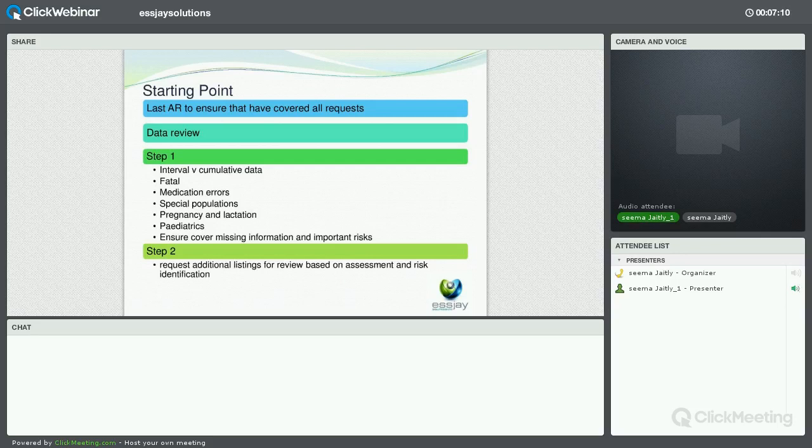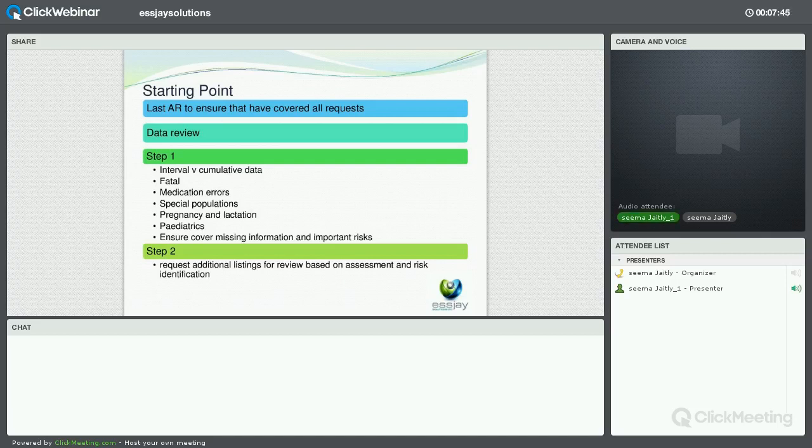So, your fatal, your medication errors. I pick out medication errors specifically. Again, I'll come on to that. Special populations, your pregnancy, lactation, pediatrics. But importantly, make sure that you have got the relevant data for your missing information and your important potential and identified risks. Because although you will be looking at your interval and your cumulative data, you also need to look to see what's changed for your missing information and your important risks within the interval as well.